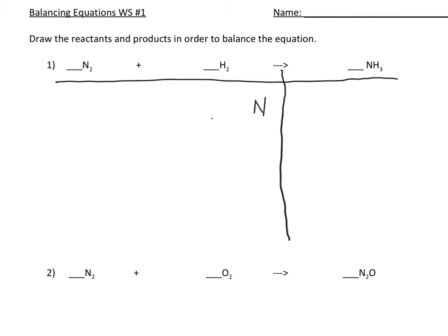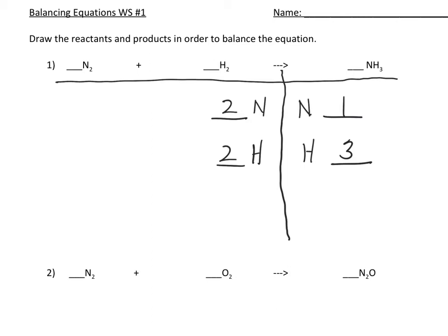I've got nitrogen on both sides, and I've got hydrogen on both sides. All right, that's what we have. And currently, as it's written in our skeleton equation, we have 2 nitrogens, we have 2 hydrogens. On the product side, we have 1 nitrogen, and we have 3 hydrogens. All right, now we need to balance this. And whatever changes I'm going to make, I'm going to do in red now.